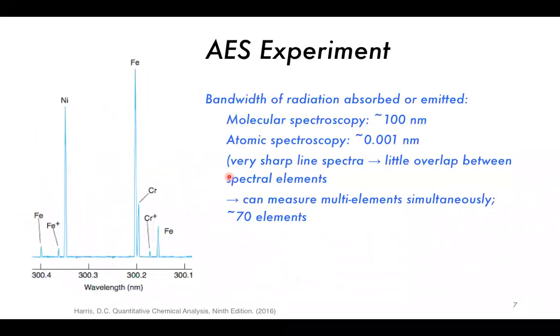The AES experiment then, so we're looking at a bandwidth of radiation absorbed or emitted. Molecular spectroscopy gives us around about 100 nanometers resolution, whereas atomic spectroscopy gives us around about 0.001 nanometers. So we have very sharp line spectra, so there's little overlap between the spectral elements, and we can measure multiple elements simultaneously, around about 70 different elements. Depends on the instrument, really. But yeah, around about 70.